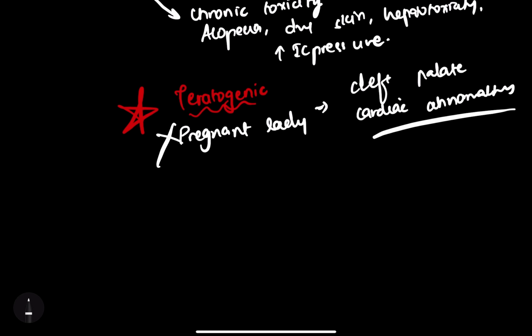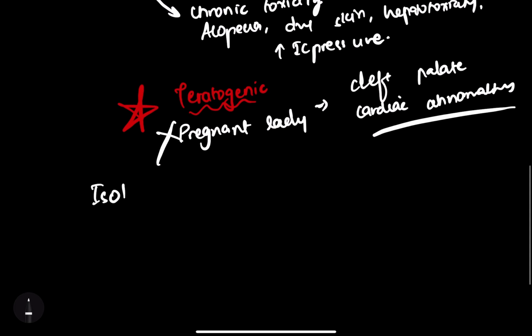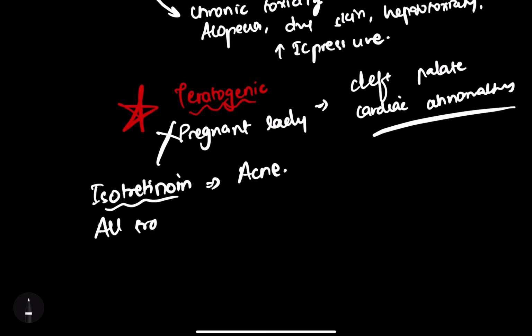Now vitamin A is used for acne. So what type of vitamin A? Isotretinoin is used for acne, and all-trans retinoic acid is used to treat leukemia.